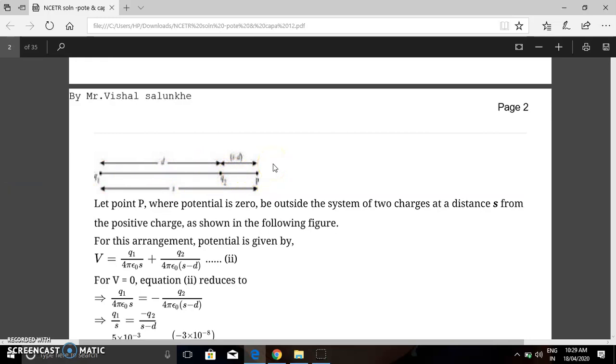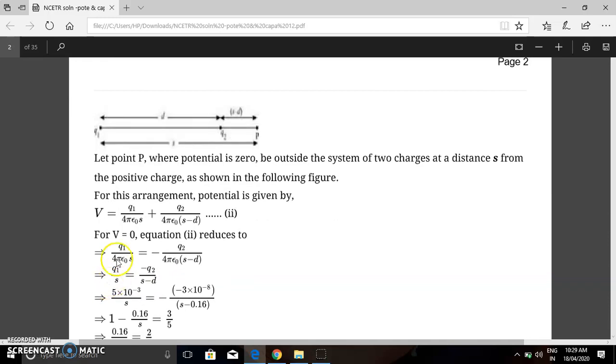Okay, so similarly we can apply the formulas for electric potential. If you find the electric potential at point P due to this Q1 charge, it will be Q1 upon 4 pi epsilon naught into s, that is the distance. Similarly we can find the electric potential at point P due to this Q2, so it will be Q2 upon 4 pi epsilon naught into s minus d, where s minus d is the distance, isn't it? So as per our condition, electric potential V is equal to 0. So equation 2 reduces.